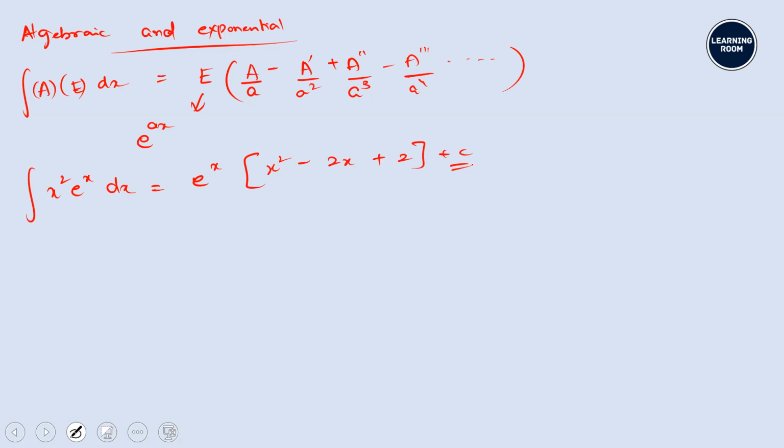Here, so integral of x power 3 e power 2x dx. 1 minute time, do it fast. Integral of x power 3 e power 2x dx. So what is it going to be? e power 2x into x cube, x square, derivative of x square, minus derivative of x. And you should stop with this because if you differentiate 6 you're going to get 0.